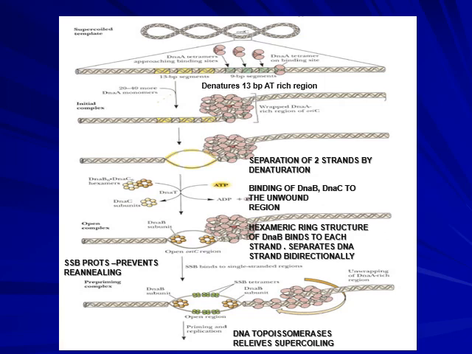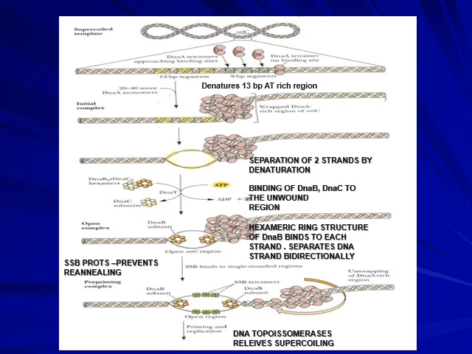Once there is the separation of the two strands, you have the entry of DnaB and DnaC to the unbound region. Now the DnaB is a hexameric structure and it binds to each strand and separates the DNA strands bidirectionally. Once the two strands are separated, the SSB tetramers will bind to each strand, preventing the two strands from getting coiled up again.